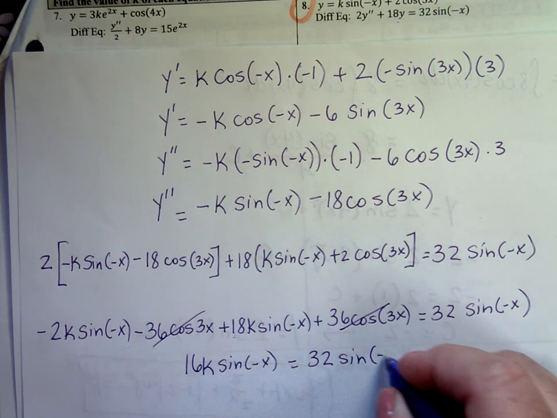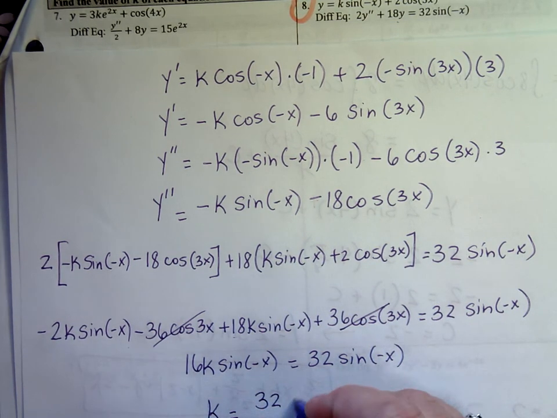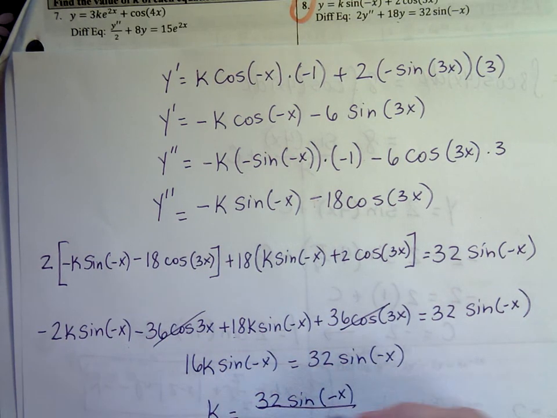All right, can you solve for k? Get k by itself? That would be 32 sine of negative x over 16 sine of negative x. I'm almost out of space on the screen. And so when you divide them, you get a k value. That's 2.